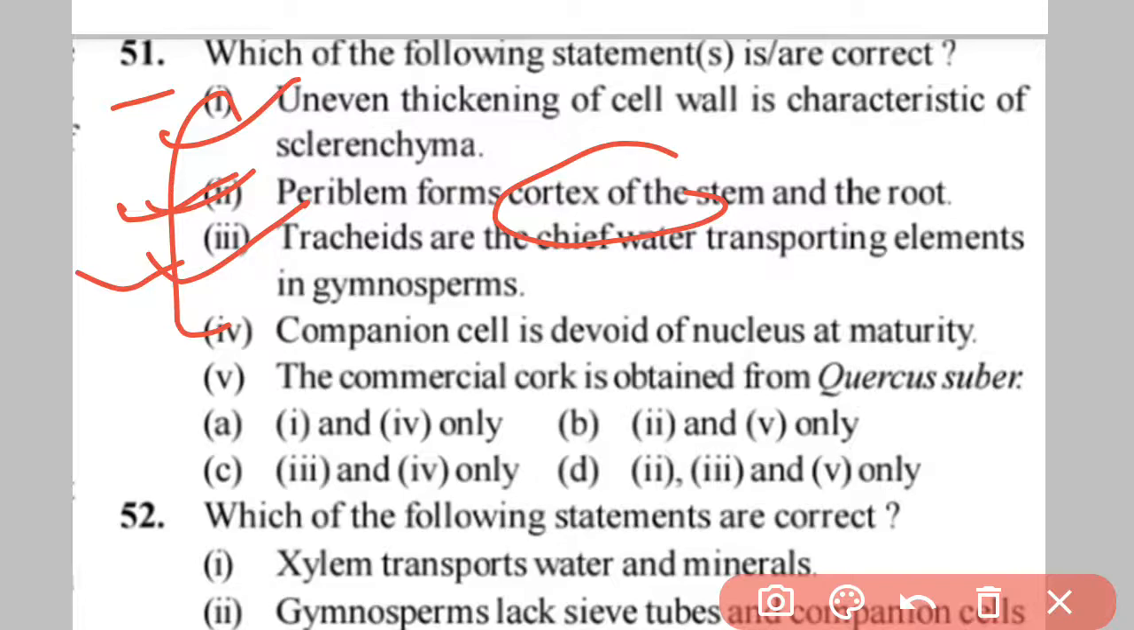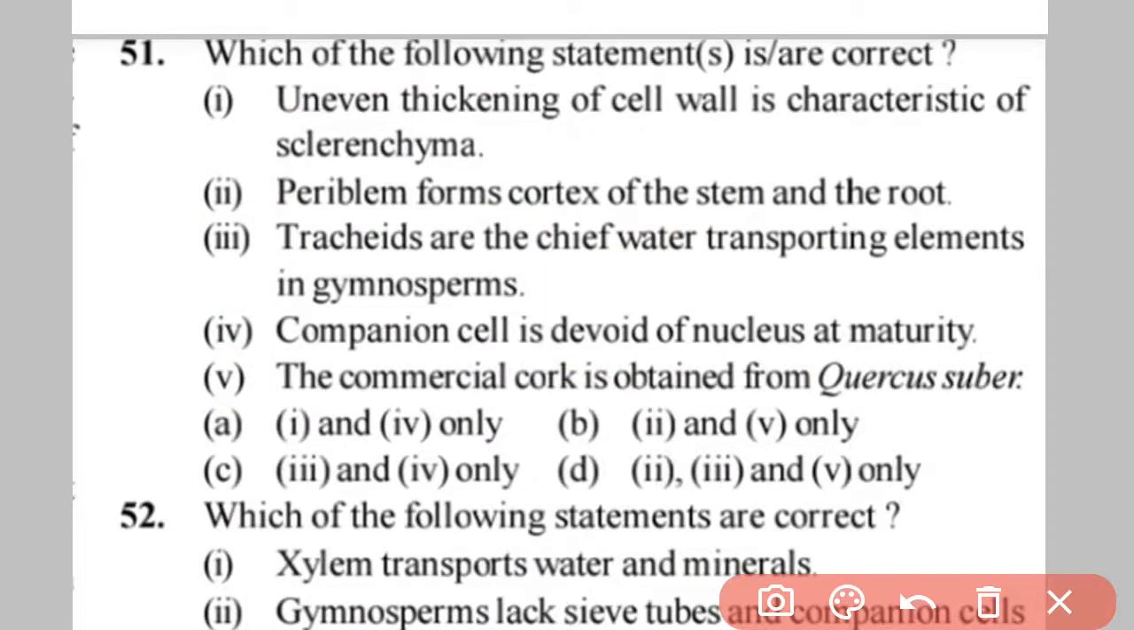Let's check the fourth one. Companion cells are devoid of nucleus at maturity. No, this is not correct. They are not devoid of nucleus at maturity. Let's check the fifth one. The commercial cork is obtained from Quercus suber. Yes, this is correct. The fifth one is also correct. So in this question you can see options second, third and fifth are correct. So the right answer for this question is option D.